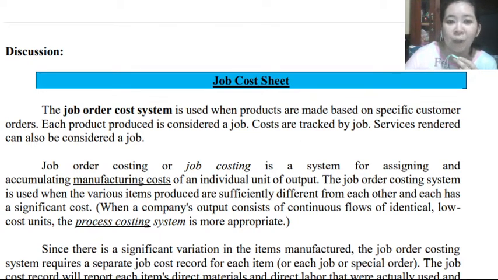When we say job order cost system, this is used usually when the products that we sell or produce are based on the specifications of our customer's order. Or in other words, these are made-to-order products. Each product that is produced is considered to be a job for a specific order. Therefore, their costs are also tracked by job, or according to the specific customer's order, and the services rendered can also be considered as a job for that particular order.